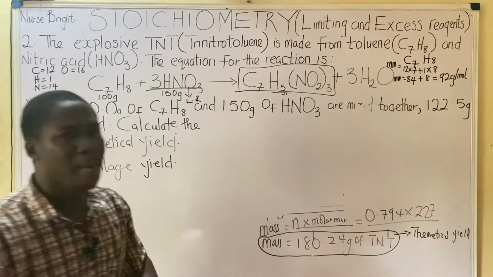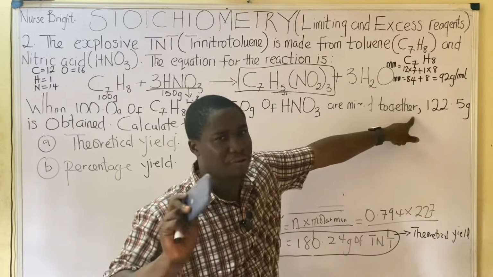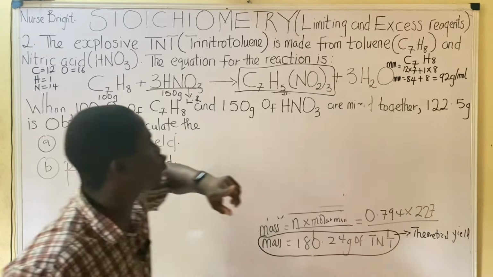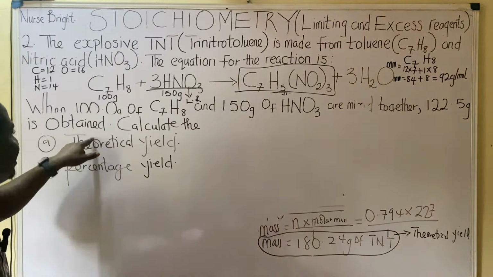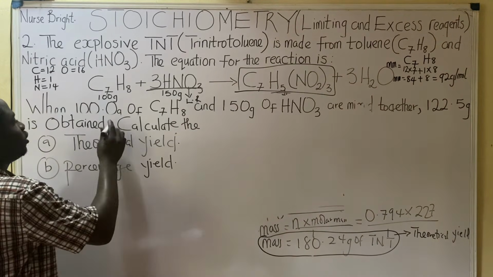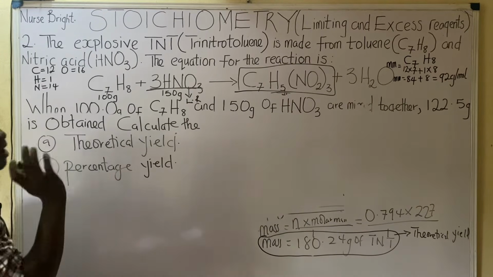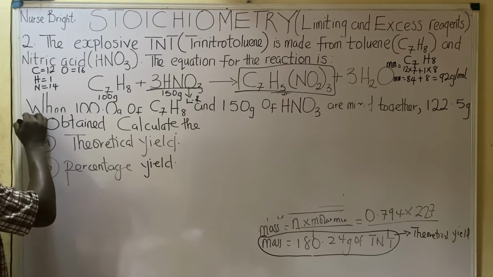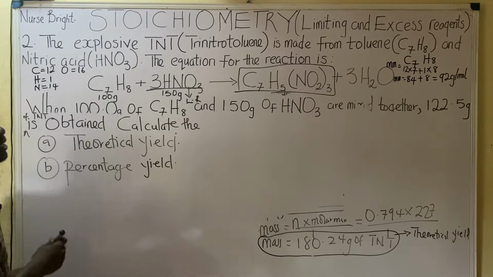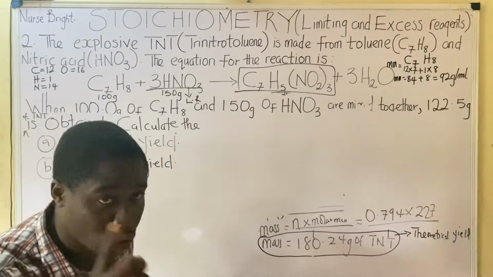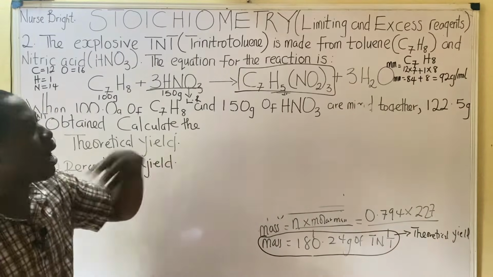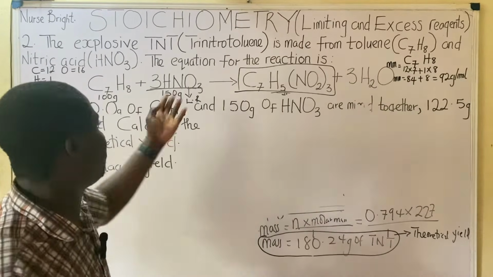This is my theoretical yield. But you'll not be surprised. Then I wrote, and I changed the format of the question: 122.5 grams of TNT is obtained. That's how the question comes. Please watch. They will not tell you that they obtained 122.5 grams when they mixed.